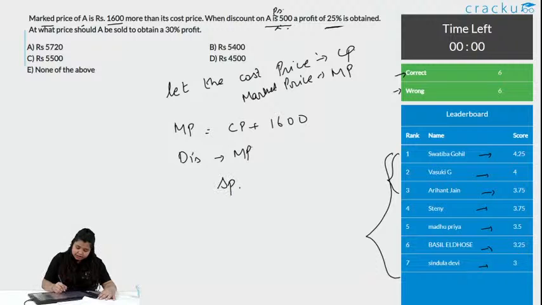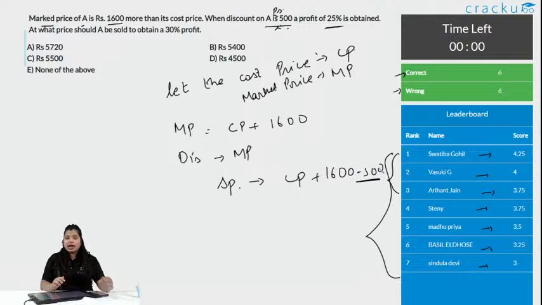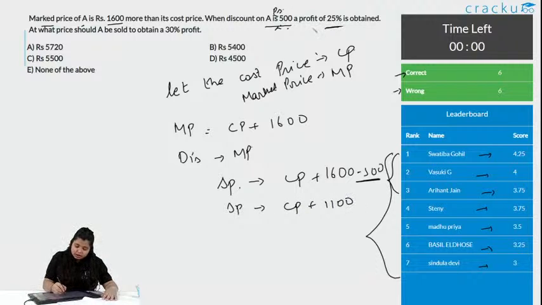Selling price is equal to CP plus 1600 minus 500. Why minus 500? As this is the discount, and when you give a discount on the mark price and then sell the pen, that is the selling price. So after the discount, the discounted price is our selling price. So the selling price or the discounted price is CP plus 1100.